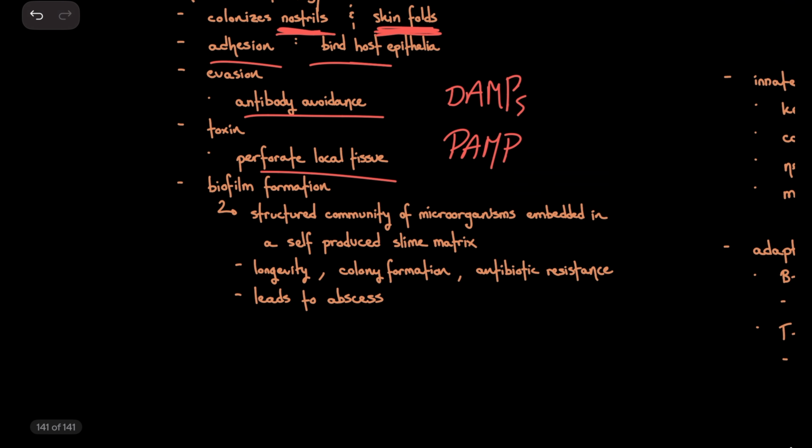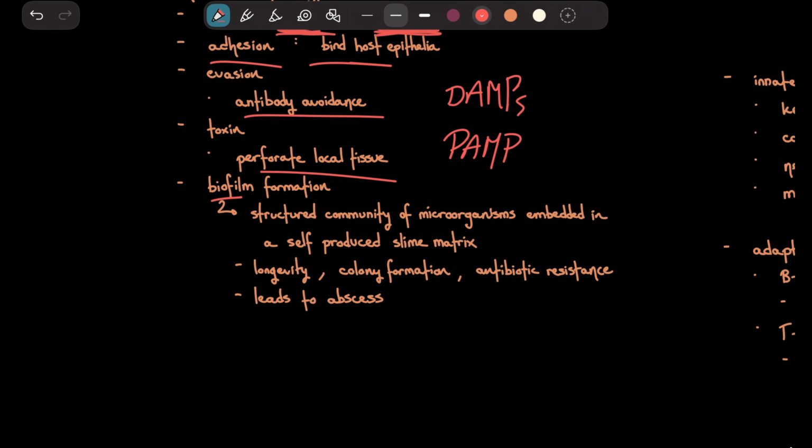A really cool thing that it does is it forms a biofilm. This is what I'm mostly concerned about with MRSA. So this is a structured community of microorganisms embedded in a self-produced slime matrix. So that's all this is. It's a slime matrix produced by these bacteria. And what this does is it increases longevity, colony formation, and antibiotic resistance. And this is what leads to the abscesses or the growths characteristic with MRSA. Okay? So think about that.